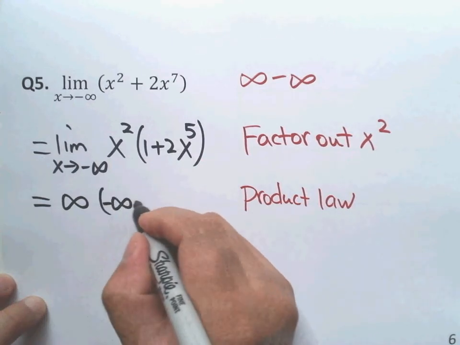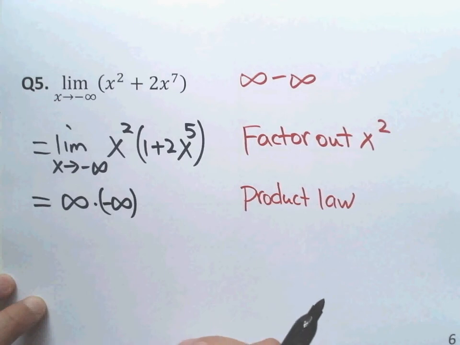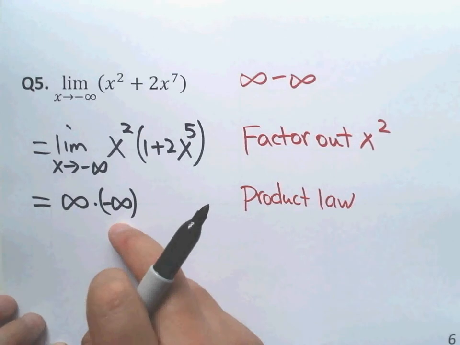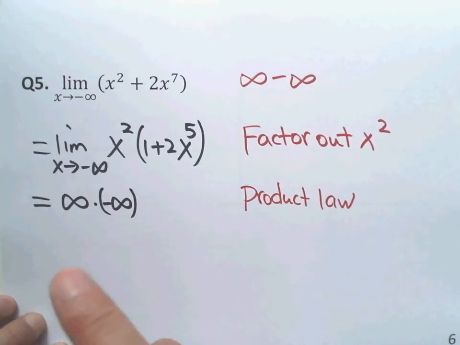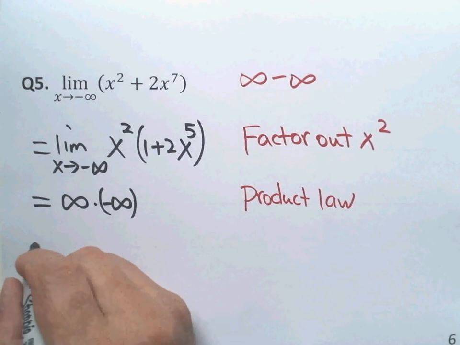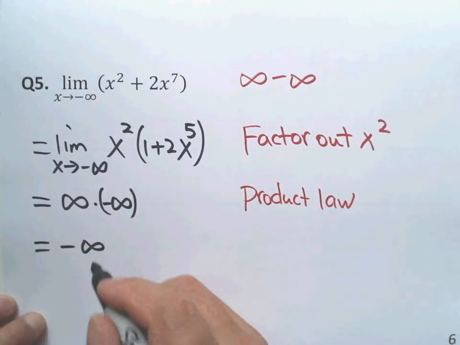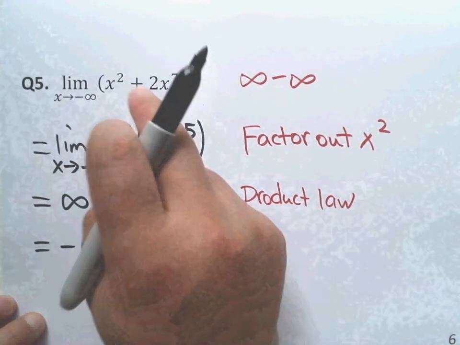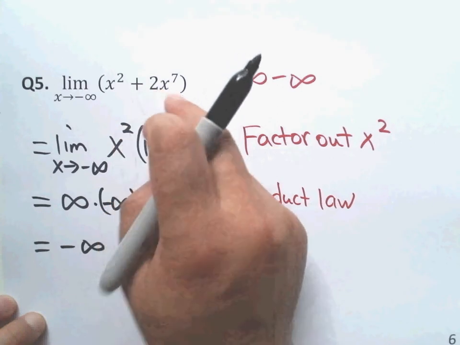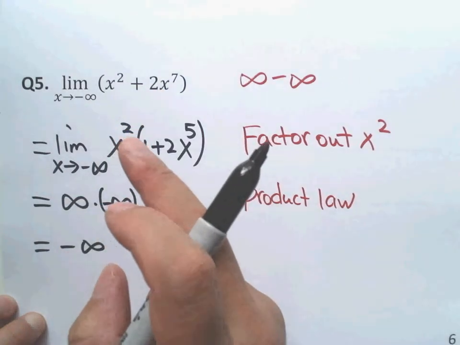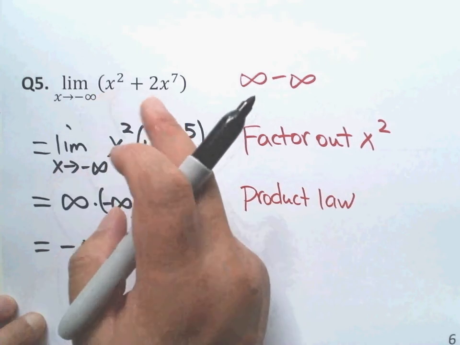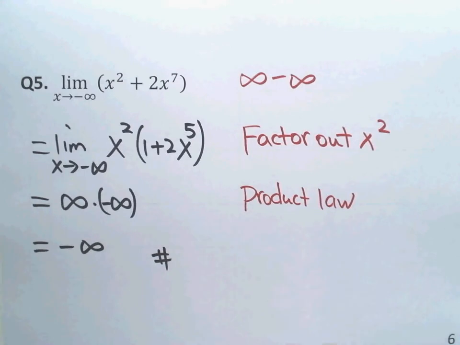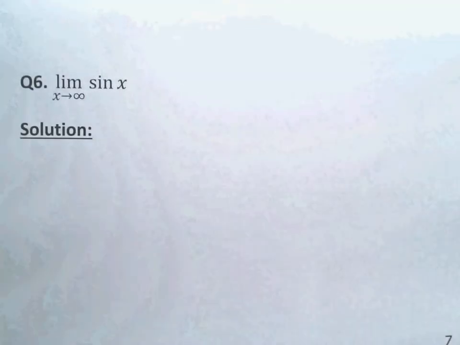This goes to positive infinity. This goes to negative infinity. And this is times. You can imagine positive infinity times negative infinity. What do we get? We get negative infinity. This is the result. Of course, you know negative infinity is not a number. This means the limit does not exist. However, it diverges to negative infinity. Do you remember the question at the beginning? If the limit does not exist but goes to infinity, we have to write the infinity, right?